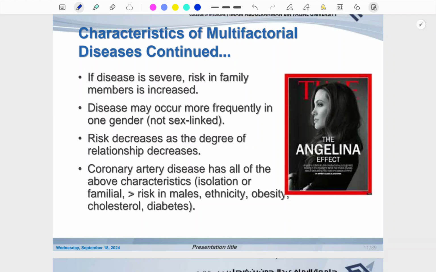She had a mastectomy, removing the breast. This resulted in her risk going below normal. If the normal is 10%, she went below normal, to 1 or 2% risk of developing breast cancer. Now you tell me, so what? And I go like, so what?